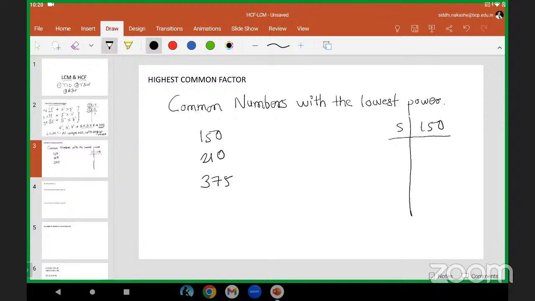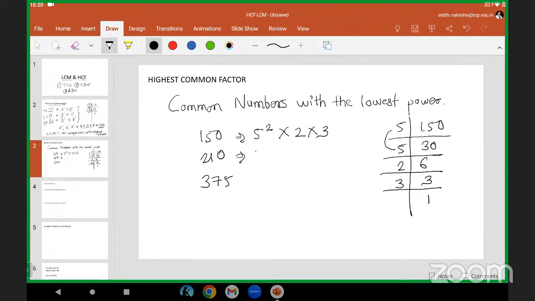Now let's do the simplest form. 5 30s are, 5 6s are, 2 3s are, and 3 1s are. As there are two 5s, we can write it as 5 squared into 2 into 3. Similarly, 210 can be written as 3 into 7, that is 21, and 2 into 5, that is 10. So 21 into 10 is your 210. And similarly for this one, we can write 5 into 5, that is 25, into 5, that is 125, and 3.